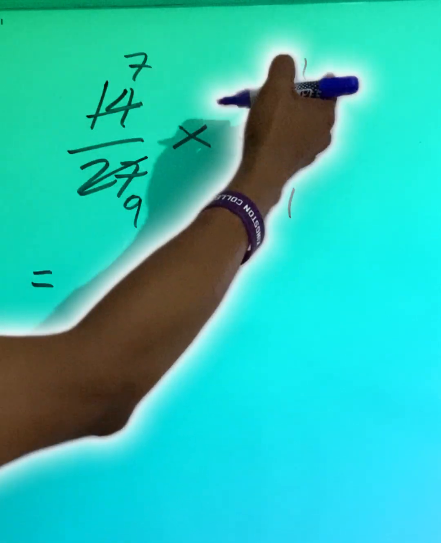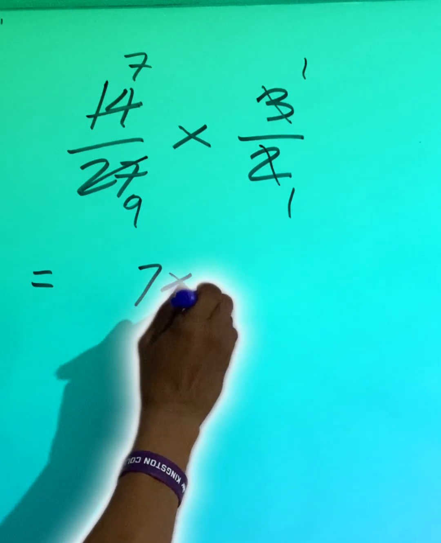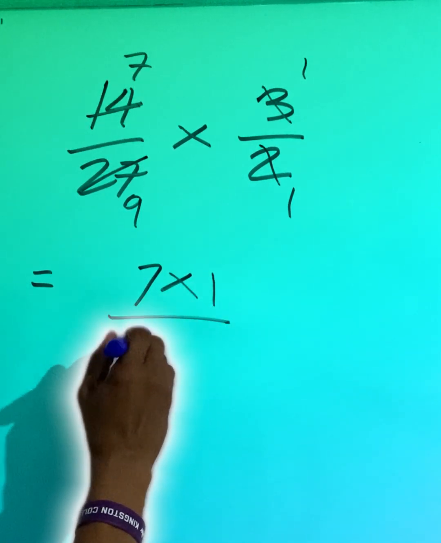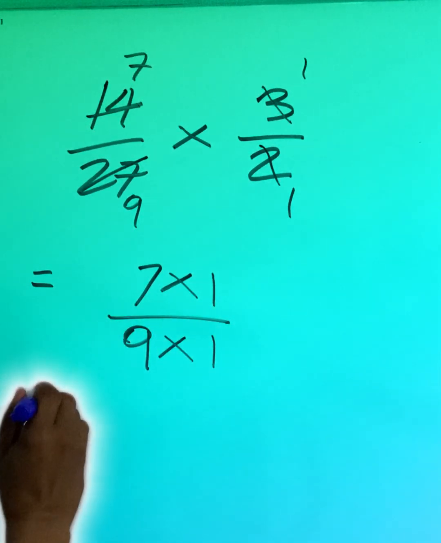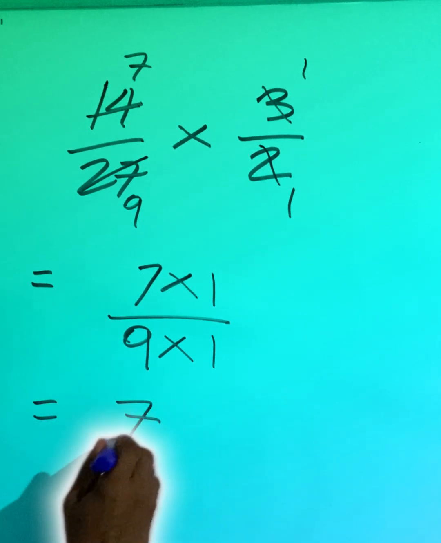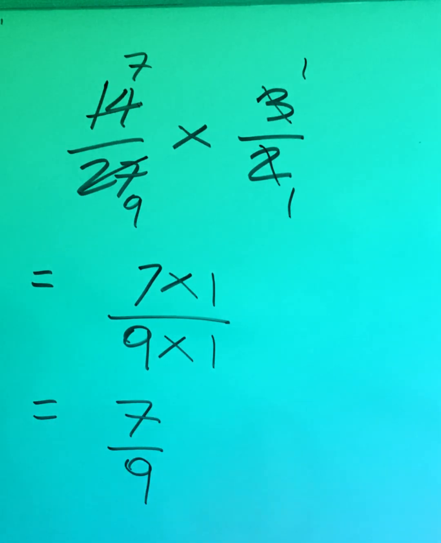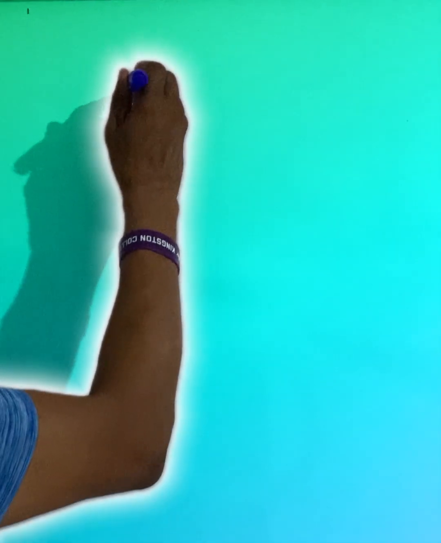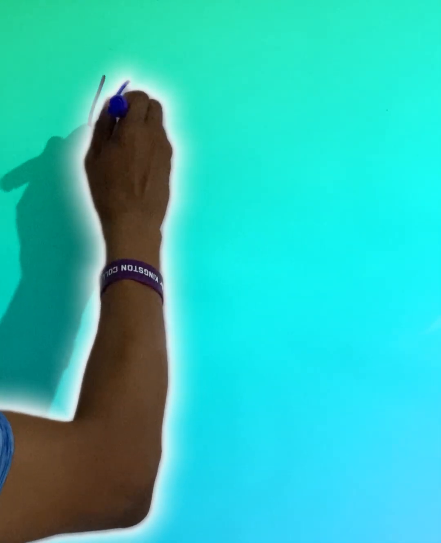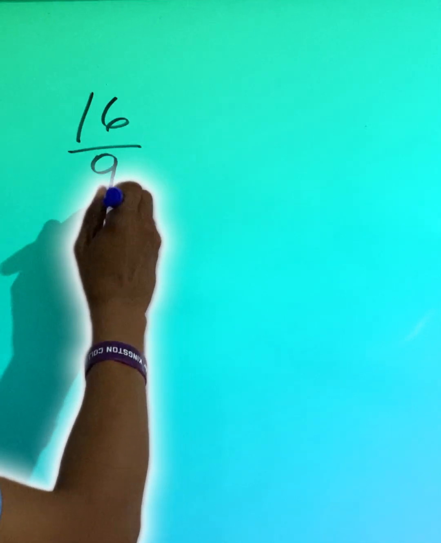So this is equal to 7 times 1 over 9 times 1, which is equal to 7 over 9. Pretty easy, huh? Nothing to it. Okay, if you keep on working with math with the real floater, you'll become a maths genie in no time. Let's work with this one.